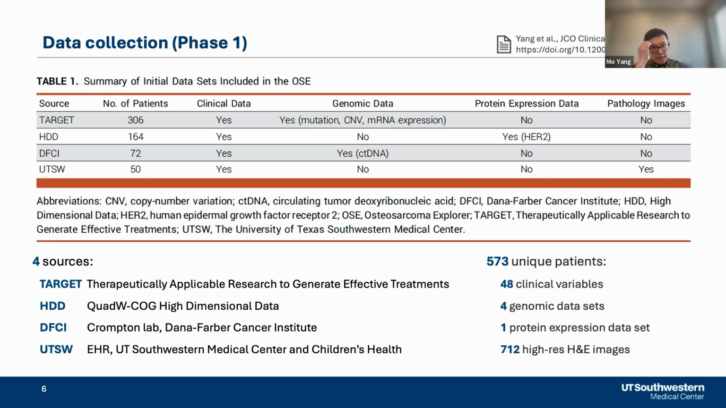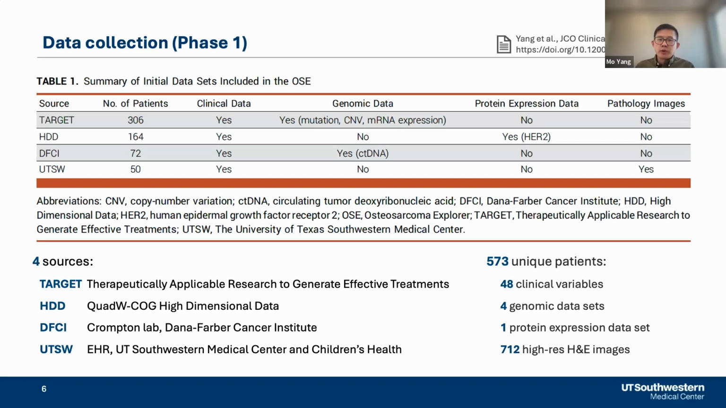The highlight of this data set is, in addition to the clinical annotations, we have a HER2 protein expression available for these patients. And then we further worked with data from a published work by Doctors David Shulman and Brian Crompton and others from Dana-Farber Cancer Institute. I believe both of them are recent OsteoBytes guests. And this data includes circulating tumor DNA data for 72 osteosarcoma patients. And then as I said, we have locally our EHR-based data collected from Children's Health and UT Southwestern. We have data for currently 50 osteosarcoma patients with more than 700 high-resolution H&E pathology images available.